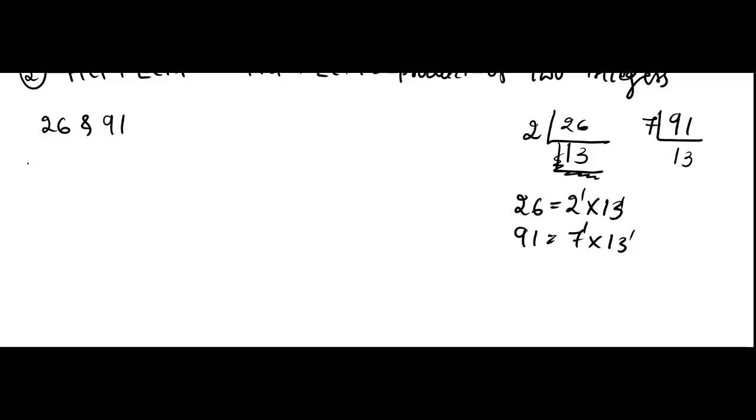Correct? And next we have to find the HCF of 26 and 91. HCF means nothing but the product of the smallest power of each common prime factor in the numbers. So here common in 26 and 91, the prime is 13, correct? And its smallest power is 1. That's why the highest common factor of 26 and 91 is 13 power 1, that is 13.